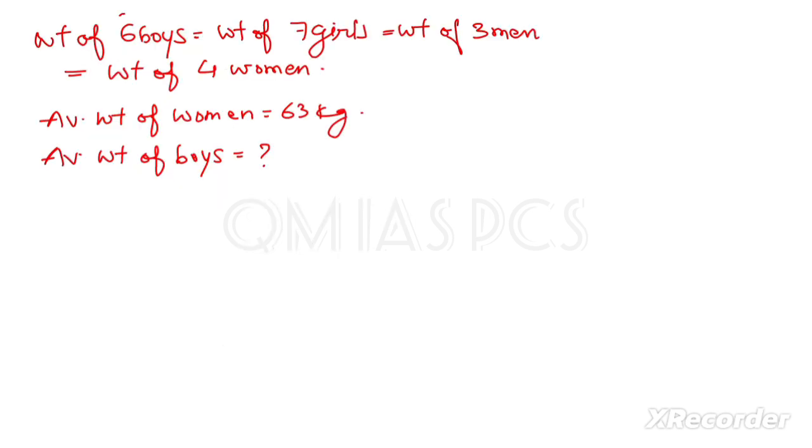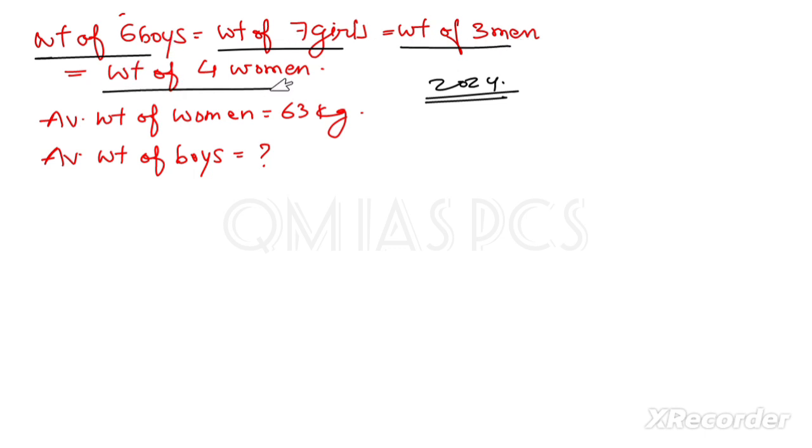Here is your question from UPSC 2024, which means it is a very latest question. It is given that the weight of 6 boys is equal to the weight of 7 girls, is equal to the weight of 3 men, is equal to the weight of 4 women. This equation is given, and one more data is given: the average weight of women is equal to 63 kg. Now they are asking about the average weight of boys.